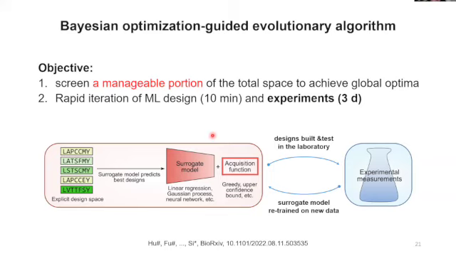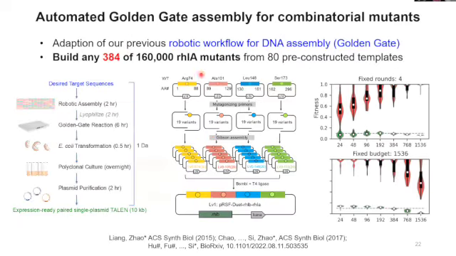But in this case, it's different from previously, because previously it was more like random mutagenesis, but this time we want to make the precise mutations that the algorithms ask us to make. So we need a way to create these 100,000 mutants, and that's where we use a previous robotic workflow for Golden Gate assembly.